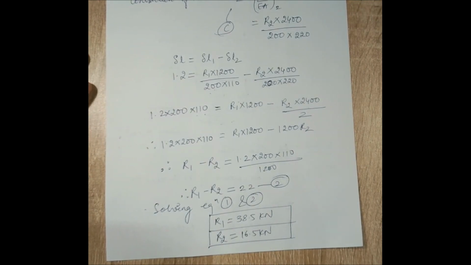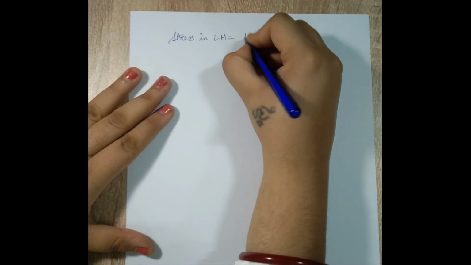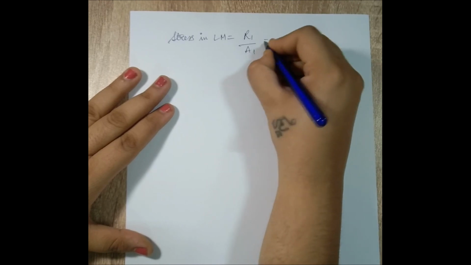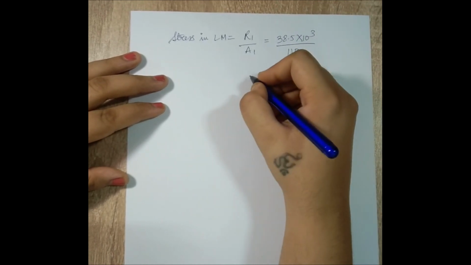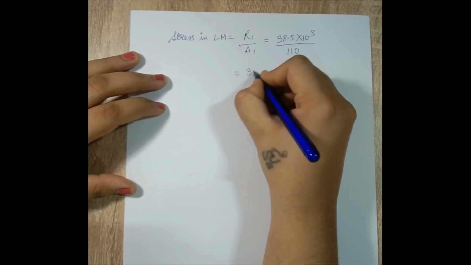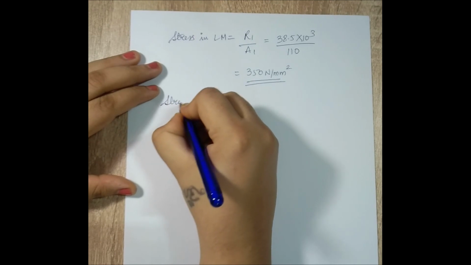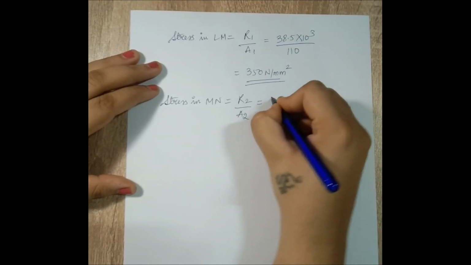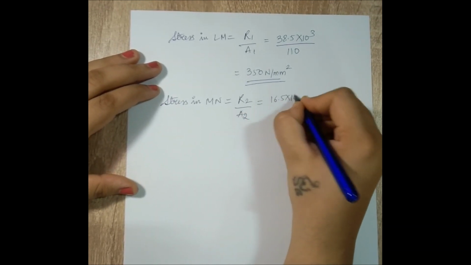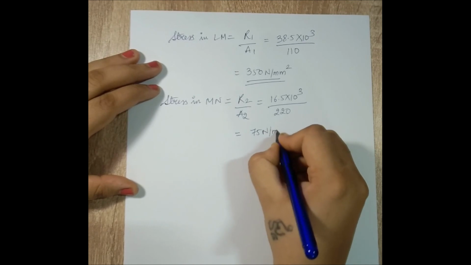Now once I have obtained R1 and R2, it is very simple to calculate the stresses in LM and MN portion. Stress in LM will be load upon area. The load is R1, area is A1. R1 value I have got as 38.5 into 10 raised to 3 and area is 110. So I get the answer as 350 Newton per mm square. And if I have to calculate the stress in MN portion, I will use R2 upon A2. R2 is 16.5 into 10 raised to 3 and area is 220. So I get the answer as 75 Newton per mm square.